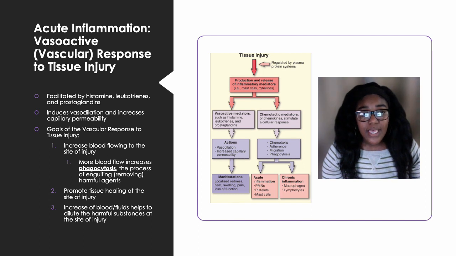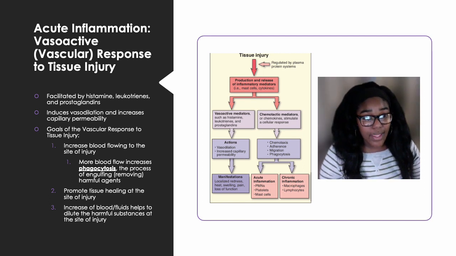So when we discuss tissue injury, we are looking at two different branches of the inflammatory response. We have the vasoactive side, and then we have the chemotactic side. Right now, we are going to discuss the vasoactive side. Anytime we discuss vasoactive, you can bet that we're talking about the vascular response or blood vessel response to injury.